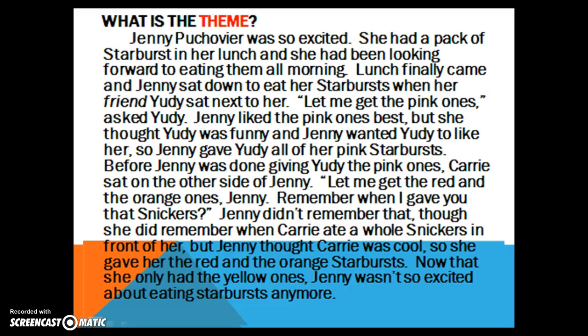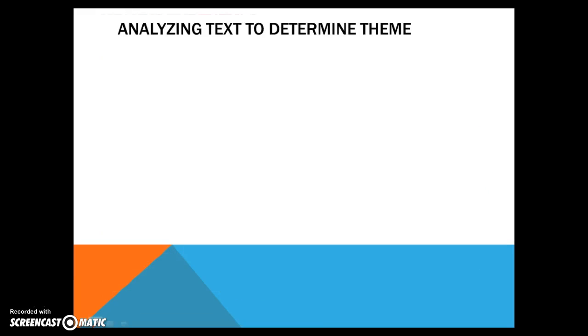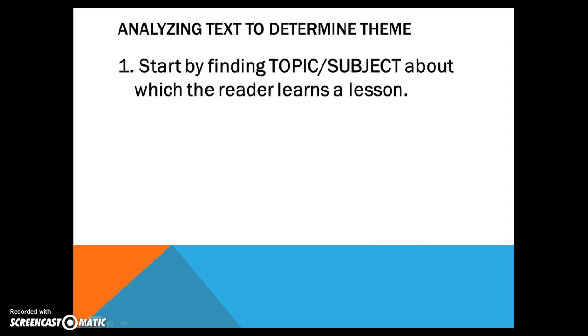So we look back at this text, and we will in a minute. Analyzing the text to determine theme. Step 1. Start by finding a topic, a subject about which the reader learns a lesson. For example, let's go through this text. Take a minute, see if you can figure out what topic this is about.